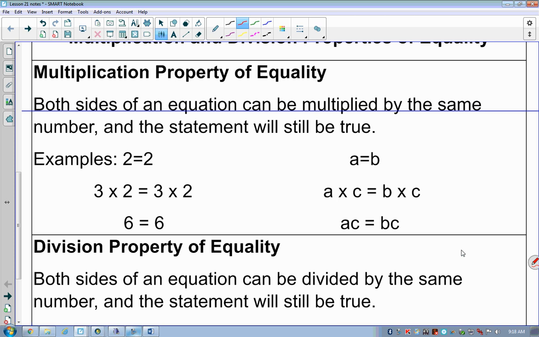Both sides of an equation can be multiplied by the same number and the statement will be true. We have to keep both sides of the expression equivalent, okay?